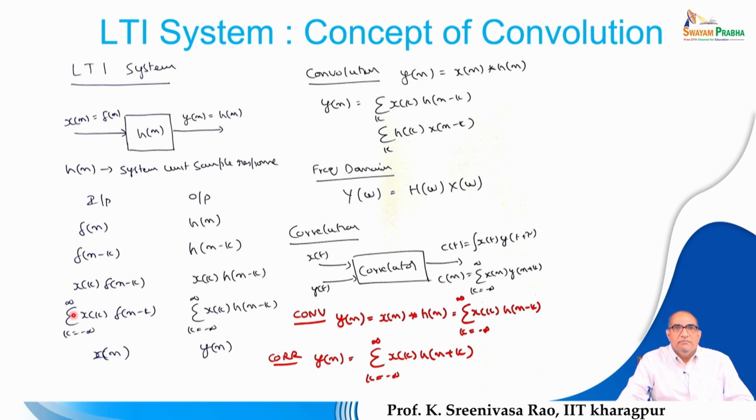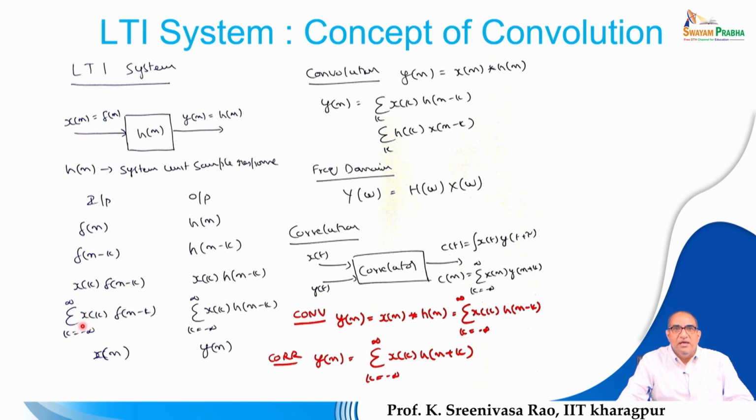Now I am representing this x of n. We already discussed and showed in the last class that x of n is nothing but a linear combination of shifted and scaled unit samples. So you can see that the input is now a summation of those scaled and shifted unit samples.